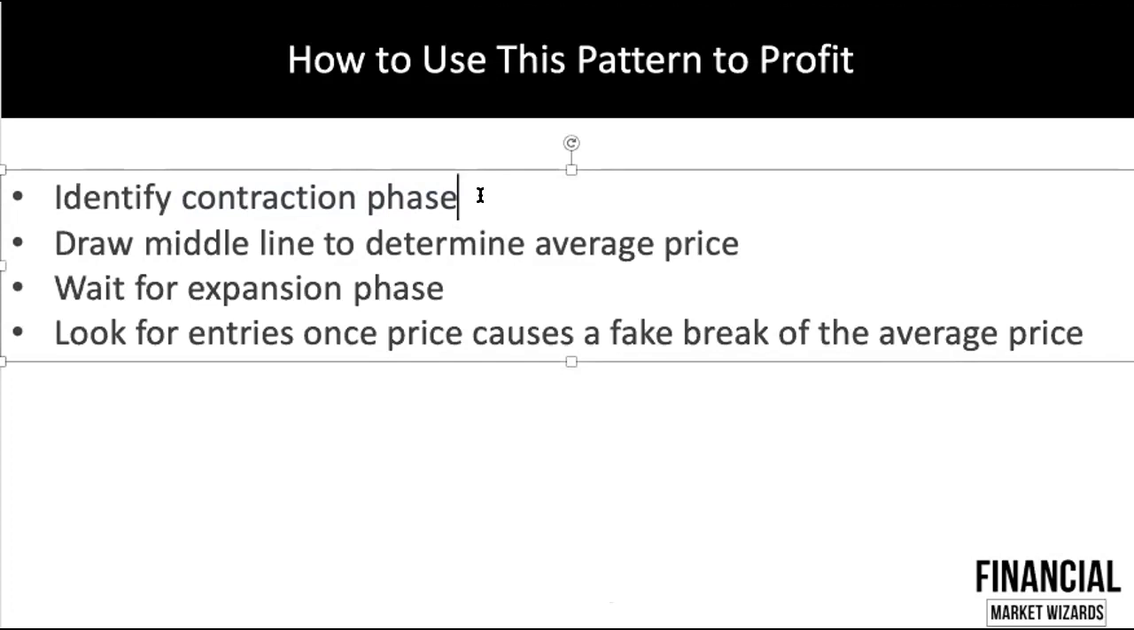Step 2 would be to draw a middle line to determine the average price. Before you get confused with this, don't worry, we'll make it crystal clear for you. Step number 3 will be to wait for the expansion phase, because after the expansion phase comes the trend phase, and remember that we want to be trading the trend phase. And step number 4 will be we look for entries once price causes a fake break of the average price.